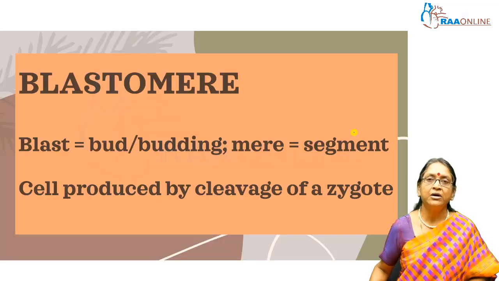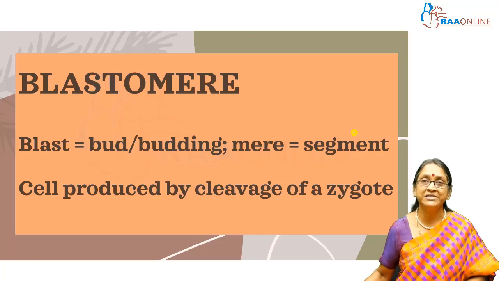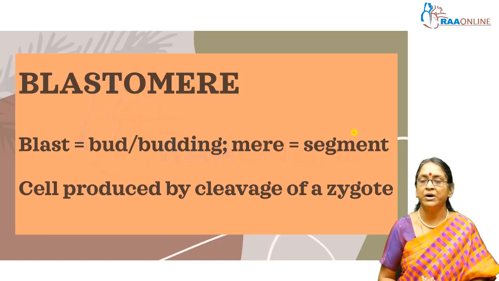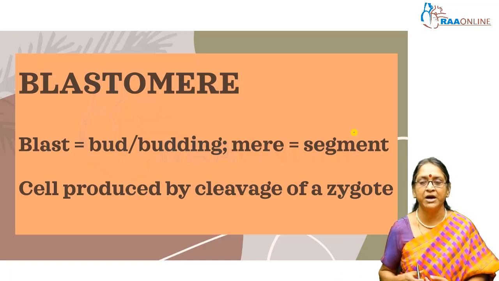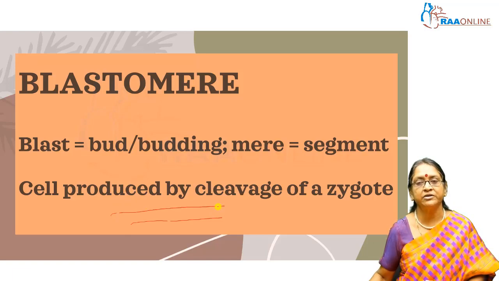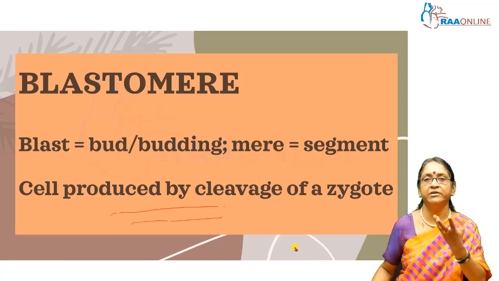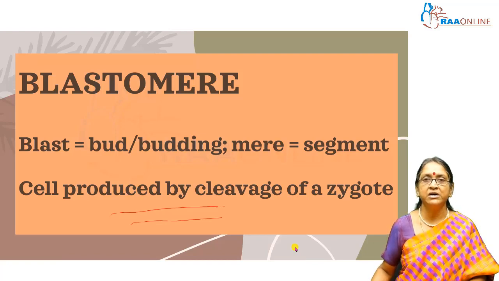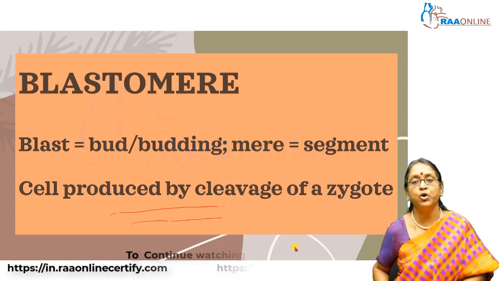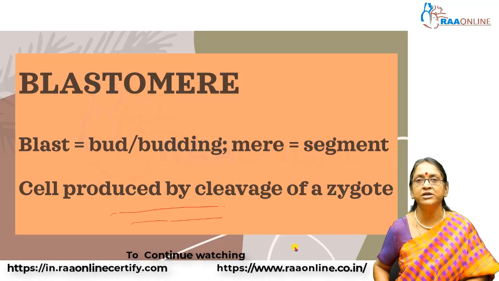Now, in the morula are the blastomeres. So what are these blastomeres? The cells which resulted from cleavage, isn't it? A blastomere is a cell that's produced by cleavage of a zygote. The cell produced by the cleavage of a zygote is called a blastomere. It derives itself from the term blast, which is a bud, as in budding. Mere is a term to indicate a segment. So you call it the blastomere. The cells of the morula, the components of the morula, are called the blastomeres.